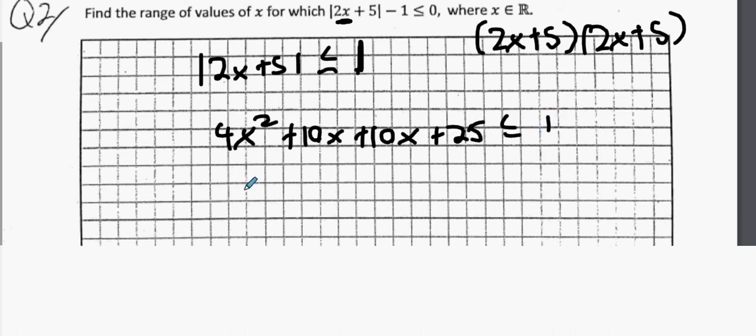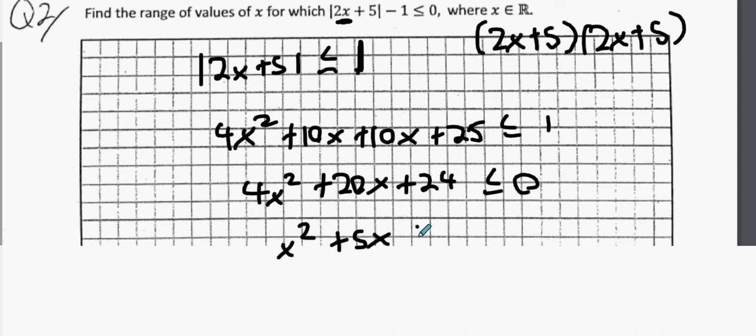I'll be with you in a sec, Louis, okay? And what's 25 take away 1? 24. What number can I divide it by? Right. I'm going to pause here.